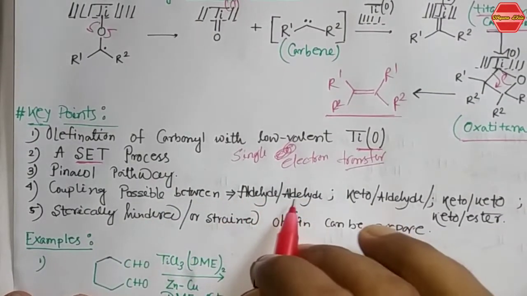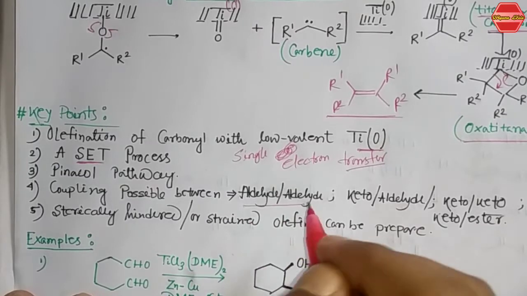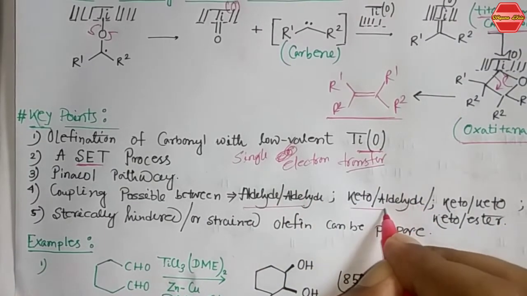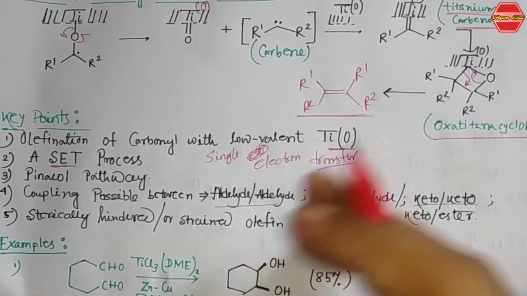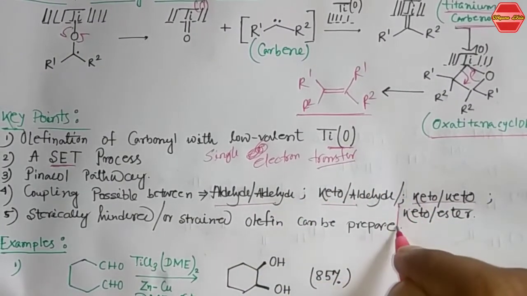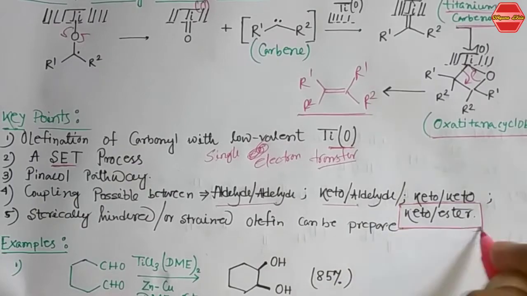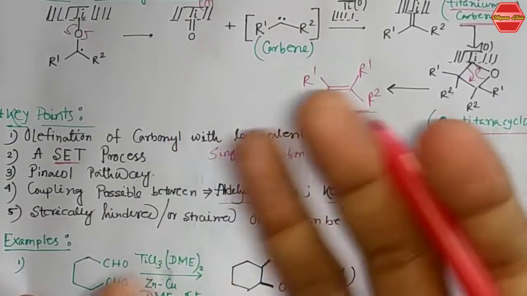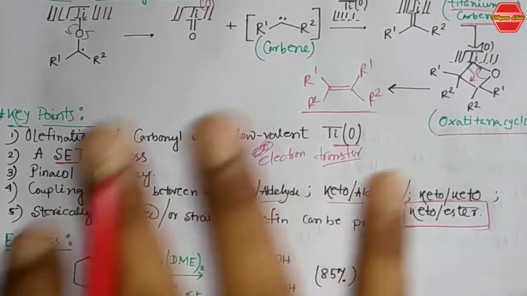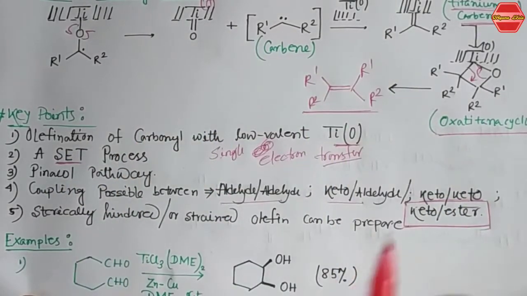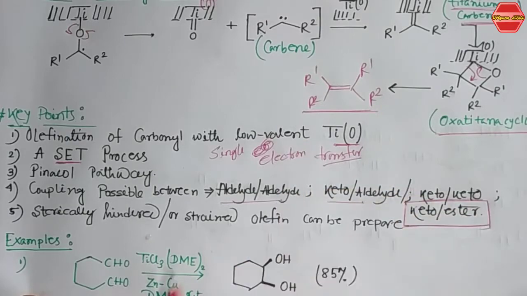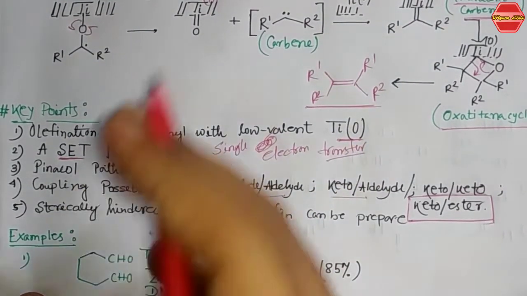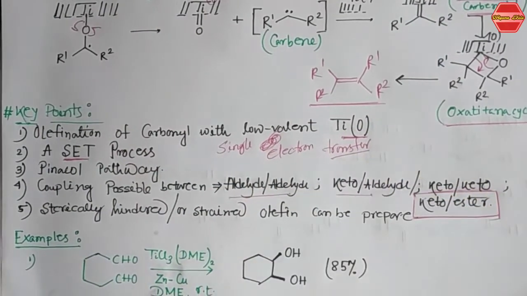If we have an aldehyde, then the coupling also takes place. If you have a keto-aldehyde, then the coupling also takes place. If you have keto-keto, then also coupling takes place. Another most important part of this reaction is the keto ester. If the keto ester is present in your system, then this McMurry coupling also takes place. There is a slightly different way, so I will show you later how this keto ester follows this McMurry coupling reaction pathway.